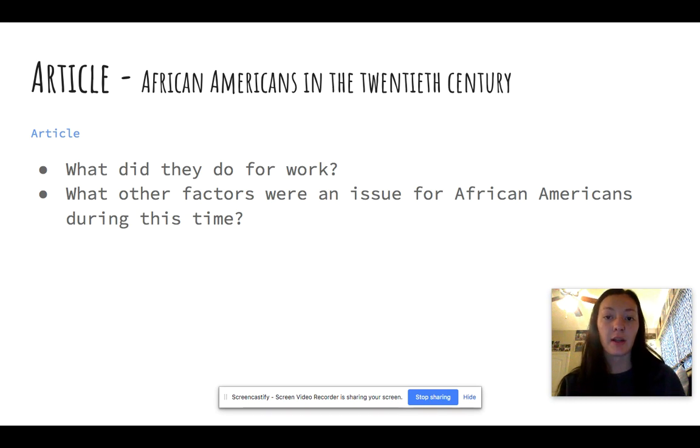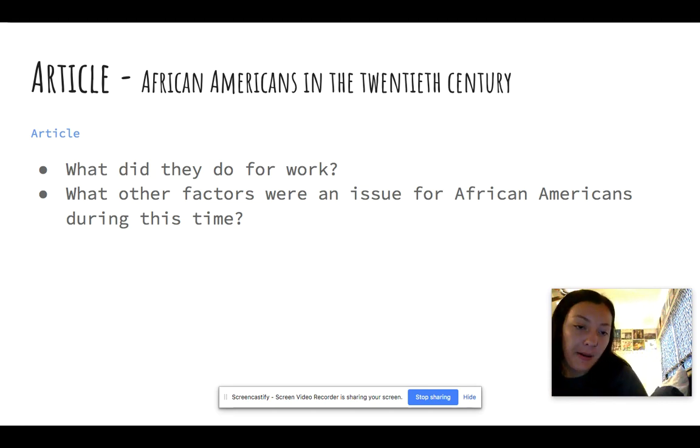It's called African Americans in the 20th Century. Some questions that I would have is what did they do for work? What other factors were an issue for African Americans during this time? So this article goes over the legal and political status of African Americans in the early 1900s, and it actually goes into the late 1800s into the mid 1900s, but it focuses in on the beginning of the 1900s too. So I chose to do this for that reason.